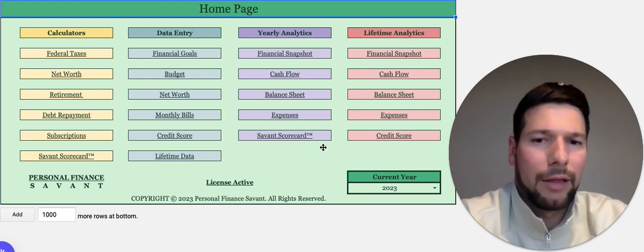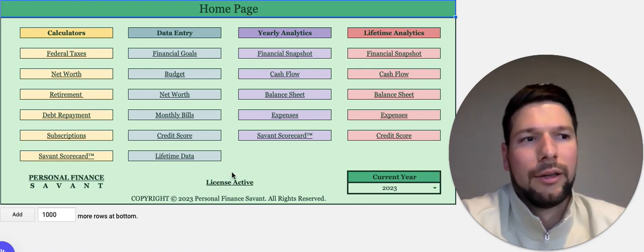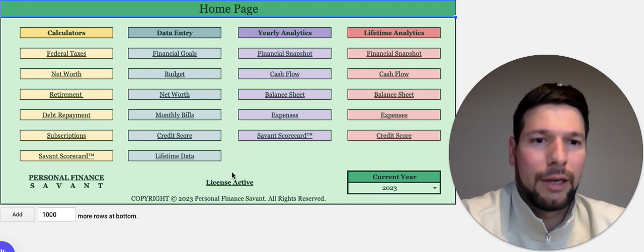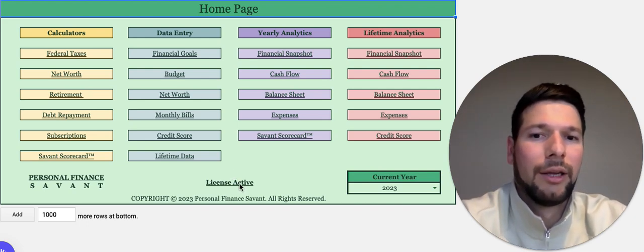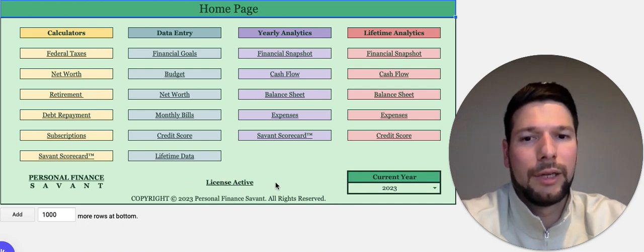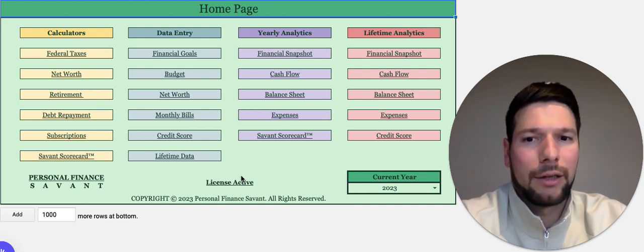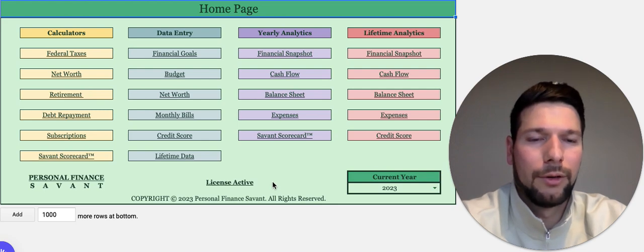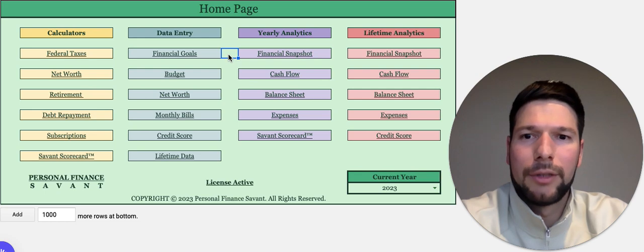Before I hop into that though, I do want to call out specifically this license active button down here. So this is actually either a quarterly, an annual, or a lifetime subscription. So depending on which one you purchase, whenever that does expire, this is going to let you know when your payment is actually due, in case you're not tracking it on your own. But that will have some impact on the functionality of the spreadsheet until you come up to a paid license again. But with that, let's hop into the data entry section.